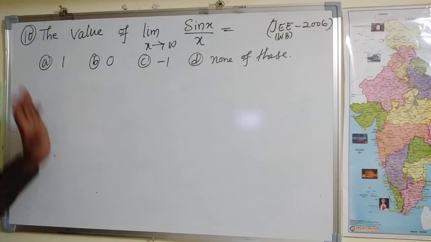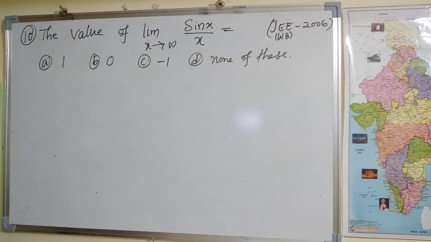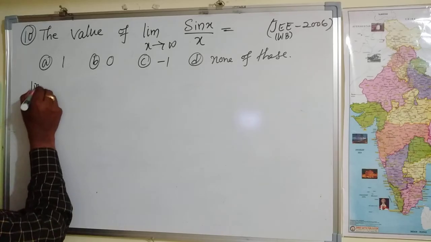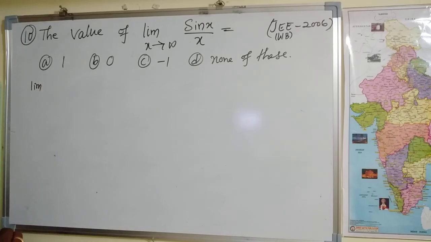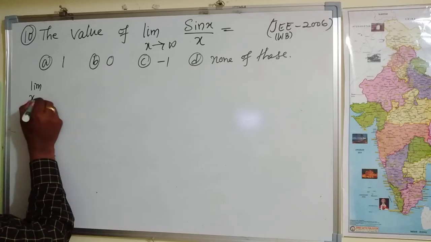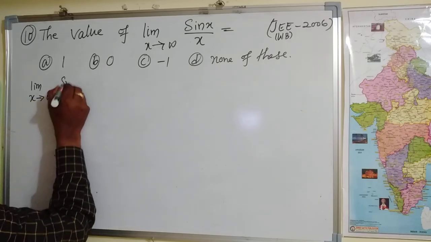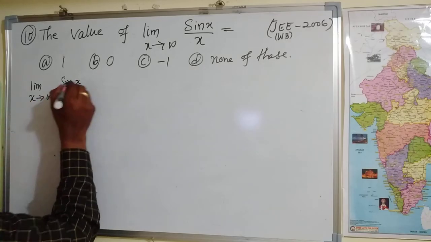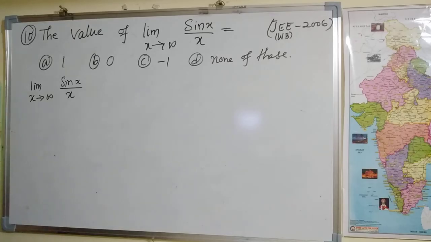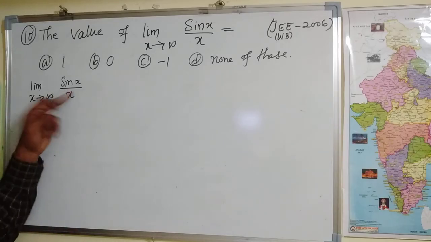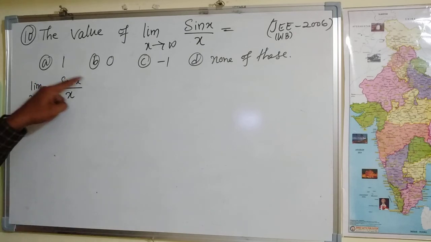Now the value of limit x approaches infinity, sin x by x. To solve this, since x approaches infinity, sin x divided by x, if we substitute infinity in the place of x, we get sine of infinity divided by infinity.